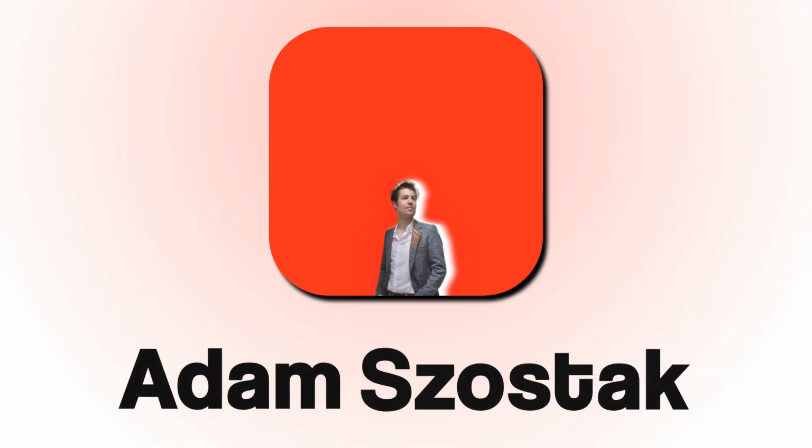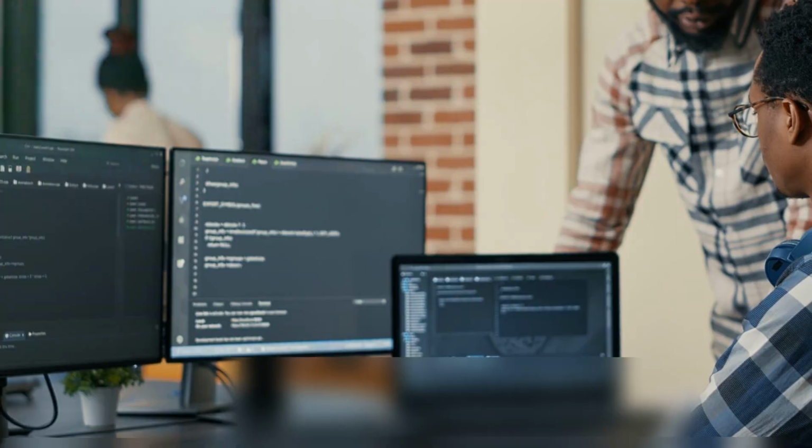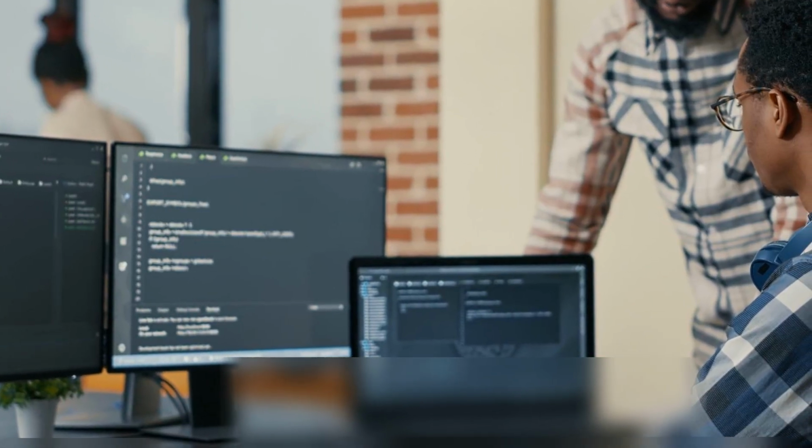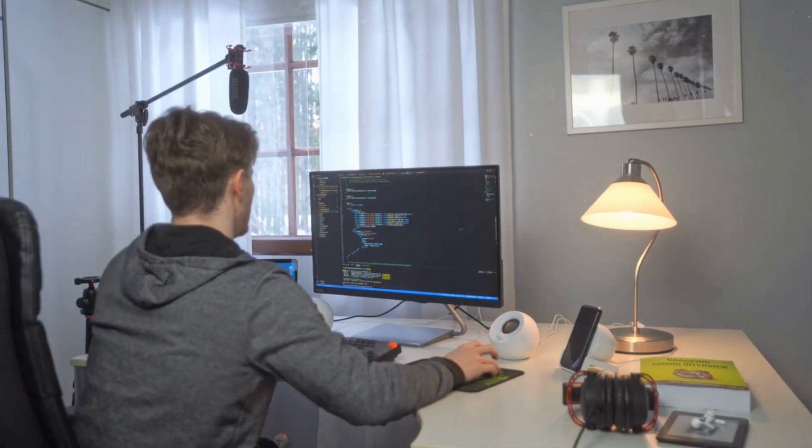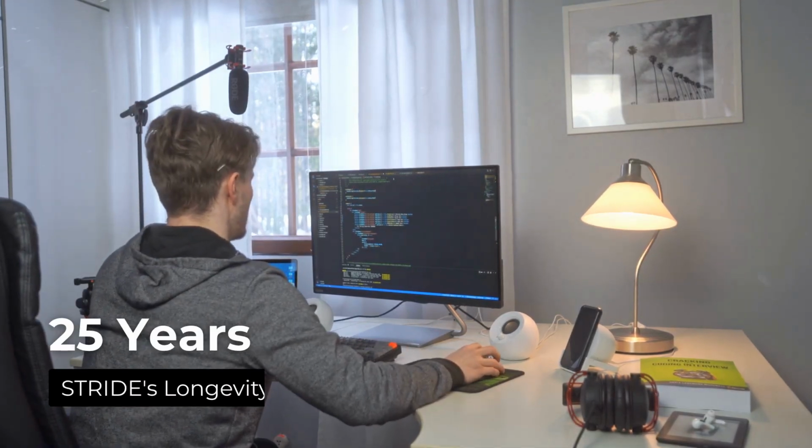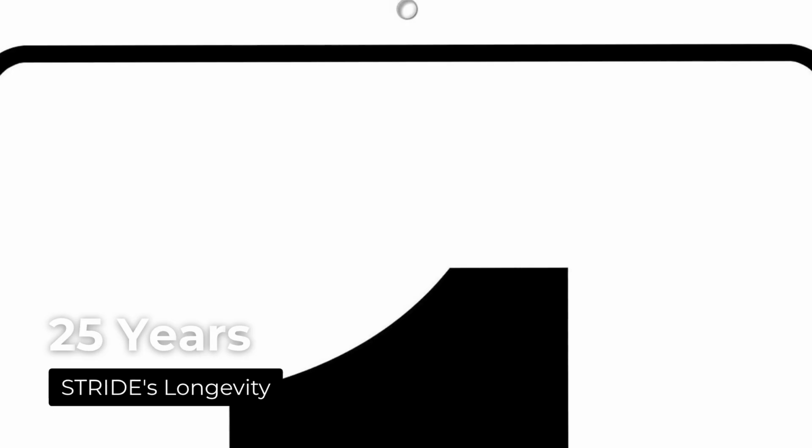Adam Shostack once noted that STRIDE's staying power comes from its mnemonic simplicity. A developer can remember 6 letters and apply them without a tool, without a workshop, without a consultant. That's why it's still number 1 after 25 years.